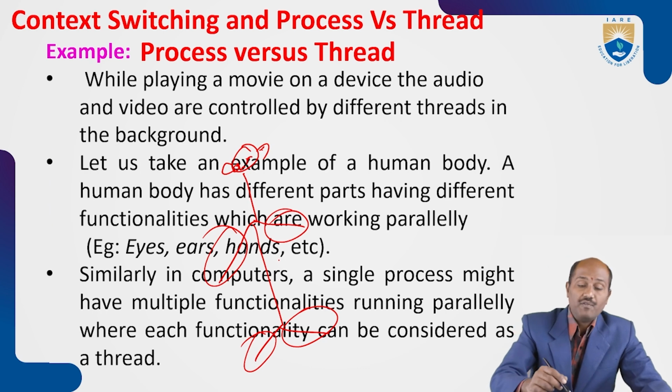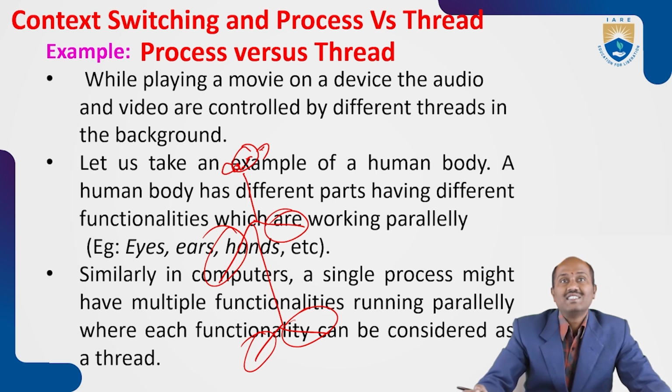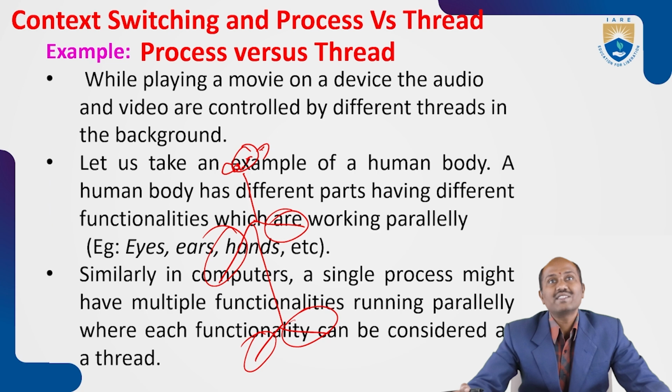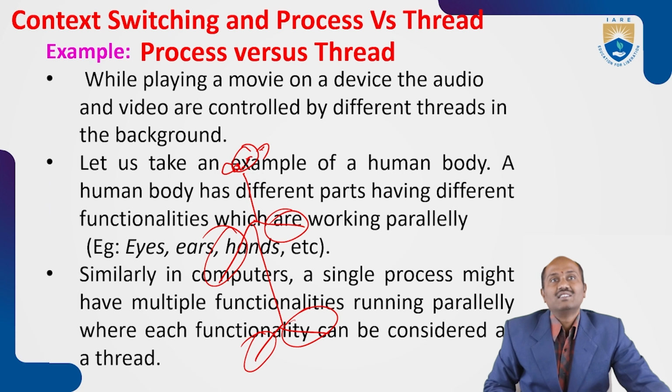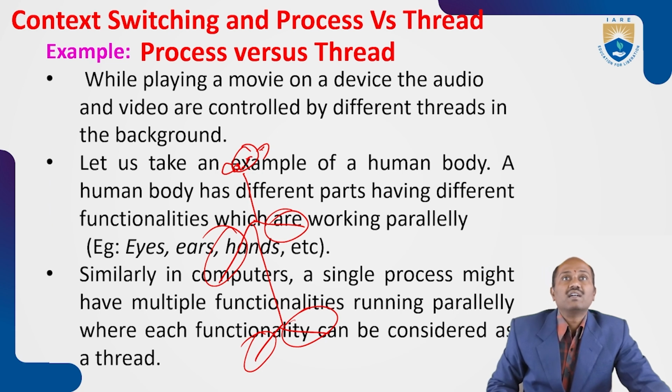So in the human body, every part can work. So the parts and the functionality of each part is a thread. The functionality of each part is a thread. Then automatically the human can also walk. That is the main example given here. So this is the difference between process versus thread. This is one example giving the complete information about the process.